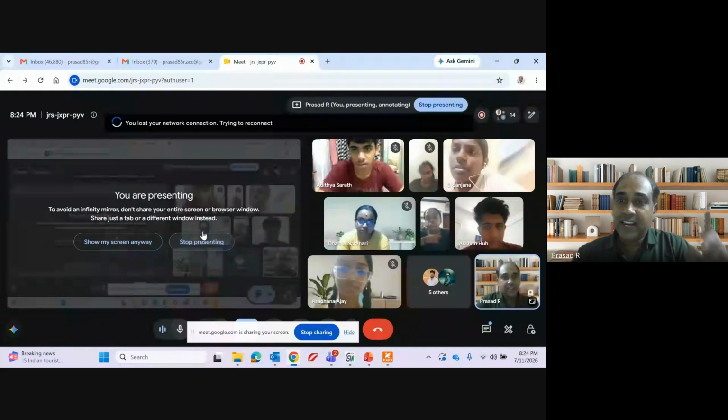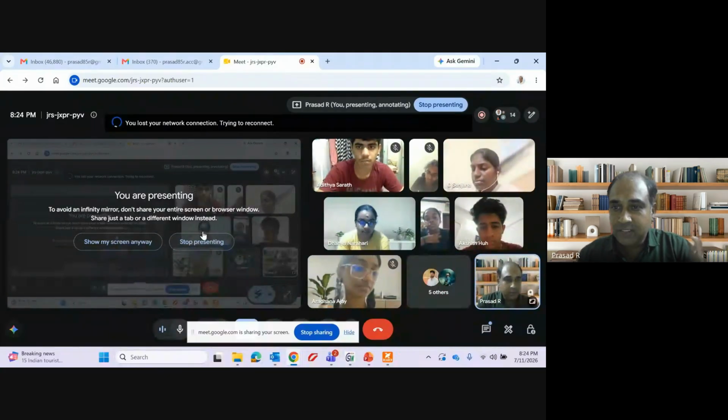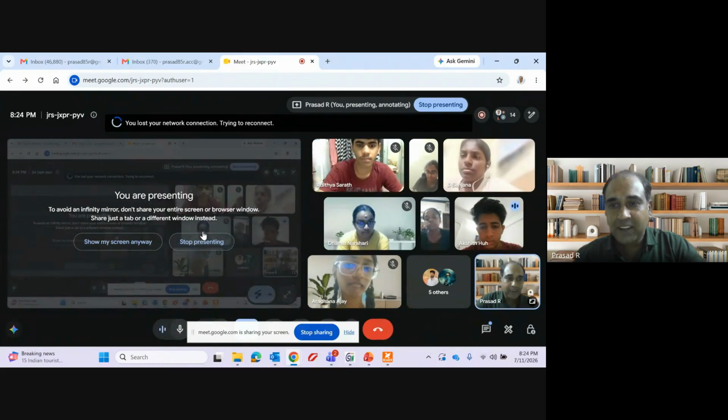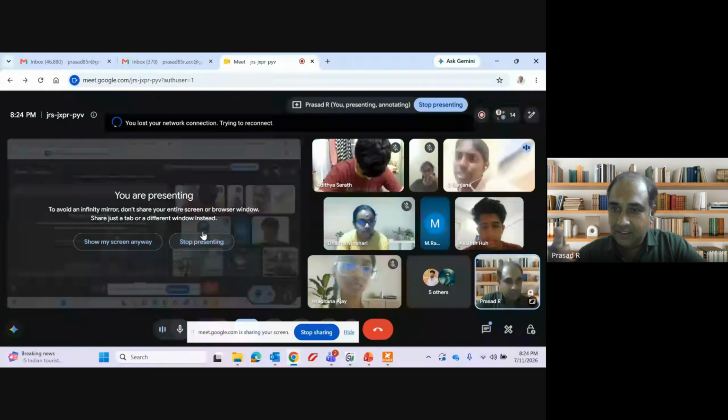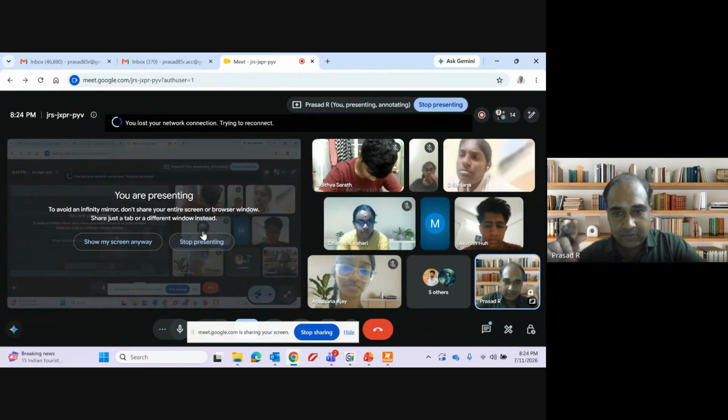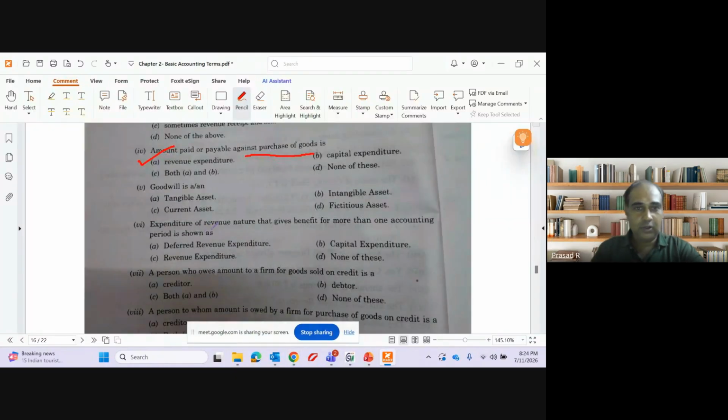Purchase of furniture. In a laptop showroom, I have a sofa, right? That sofa is capital expenditure. The laptop is revenue expenditure. Clear? Are you able to correlate?